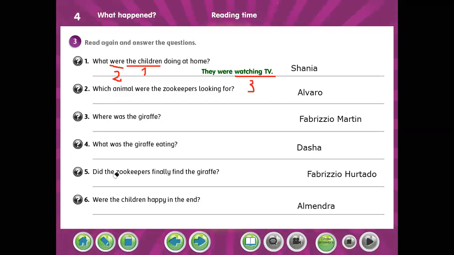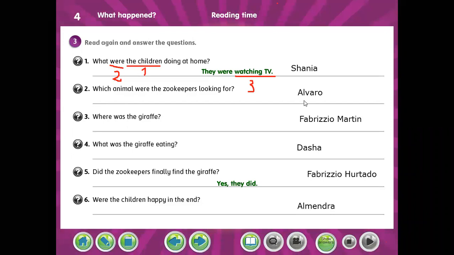Yes, teacher. Did the zookeepers finally find the giraffe? Yes, teacher. The zookeepers found the giraffe. Excellent, my friend. Yes, the zookeepers found the giraffe. Good. Excellent. Who else finished? Alvaro, did you finish? You have 1 minute more, Alvaro.